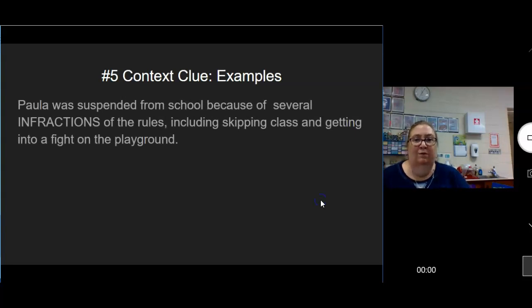Paula was suspended from school because of several infractions of the rules, including skipping class and getting into a fight on the playground. Well, I don't think she was doing fractions. I don't think this is about math. She didn't get suspended from school because she was doing math. Infractions of the rules. What do we know about skipping class? Is that okay?